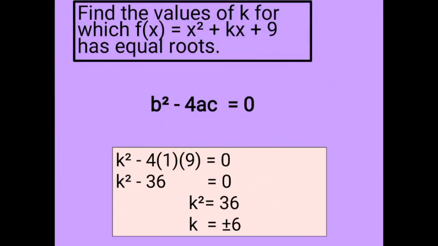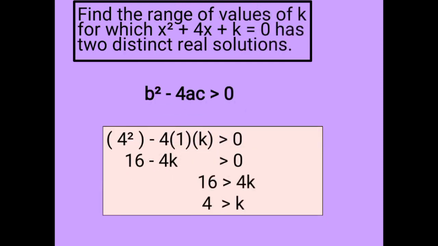Find the values of k for which f(x) equals x squared plus kx plus 9 has equal roots. So, for equal roots, b squared minus 4ac has to be equal to 0. Here, a equals 1, b equals k and c equals 9. Now, substitute each of these values into b squared minus 4ac equals 0. So, k squared minus 4 times 1 times 9 equals 0. k squared equals 36. Taking the square root of 36 gives us k equals plus or minus 6. So, k has the values plus or minus 6.